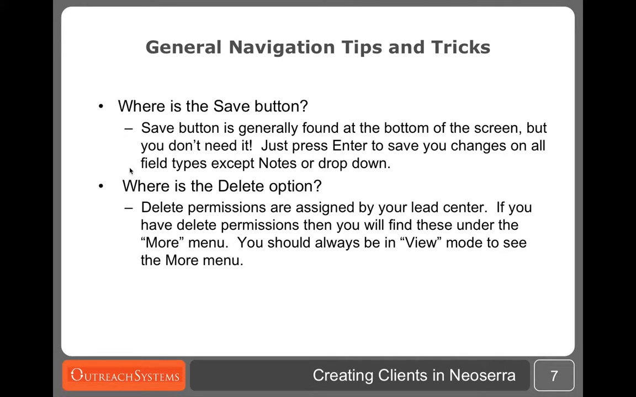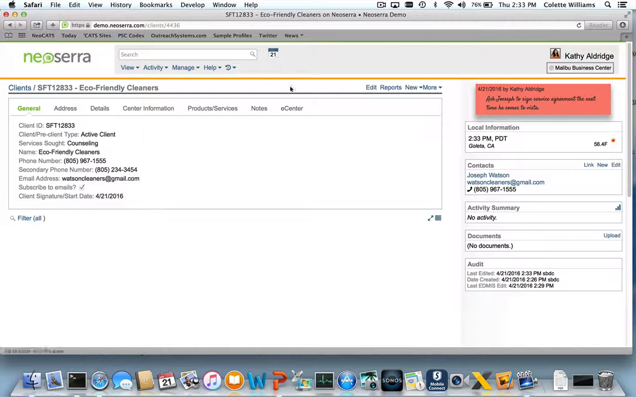Now, what about the delete option? Well, not all of you may necessarily have a delete button, and that is because the permissions to delete are assigned by your lead center. This is not something that Outreach Systems has any control over, nor will we be able to change your permissions. This is something you will need to work out with your lead system administrator. Assuming that you do have the delete option, then you'll notice that it's found underneath the More menu. So underneath the More menu is where we added the sticky notes, and at the very top of the screen, you'll also notice that you can delete the record here.